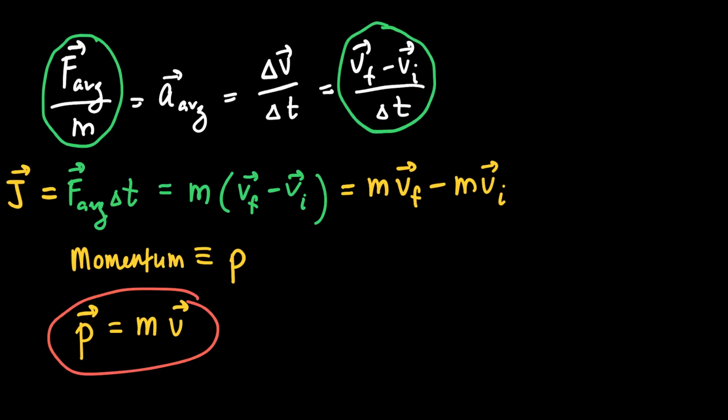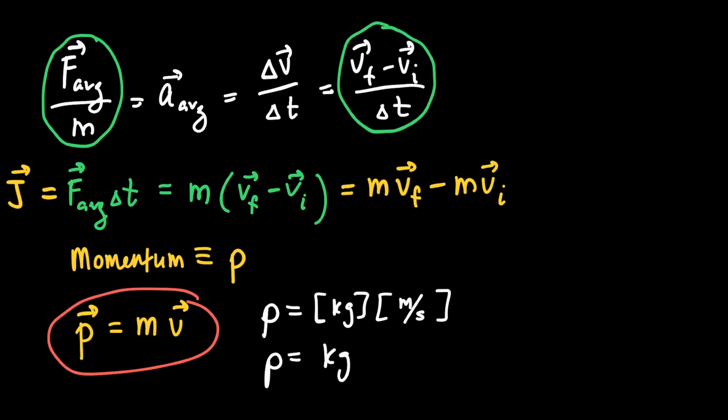And so maybe here we can see a little bit more clearly with momentum that mass is measured in kilograms and velocity is measured in meters per second. And for that reason, we use the units of kilograms meters per second for momentum. And since a change in momentum, m v final minus m v initial, is equal to impulse, momentum and impulse have the same units, kilograms meters per second.